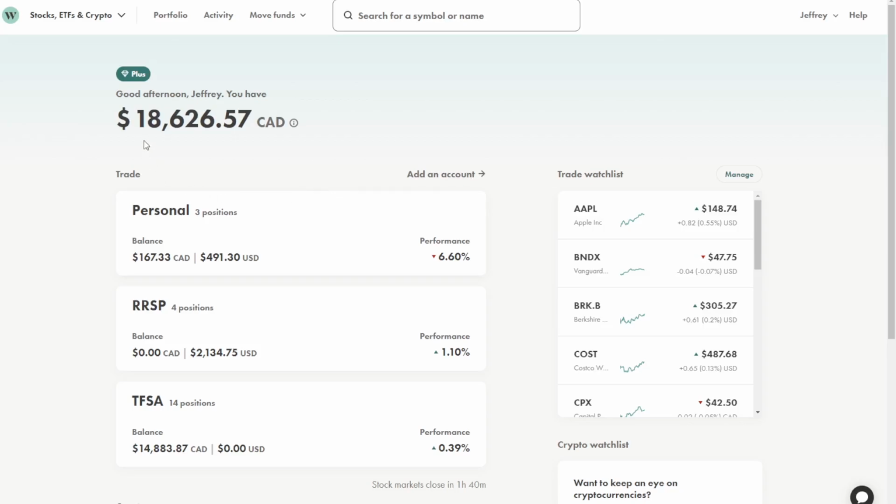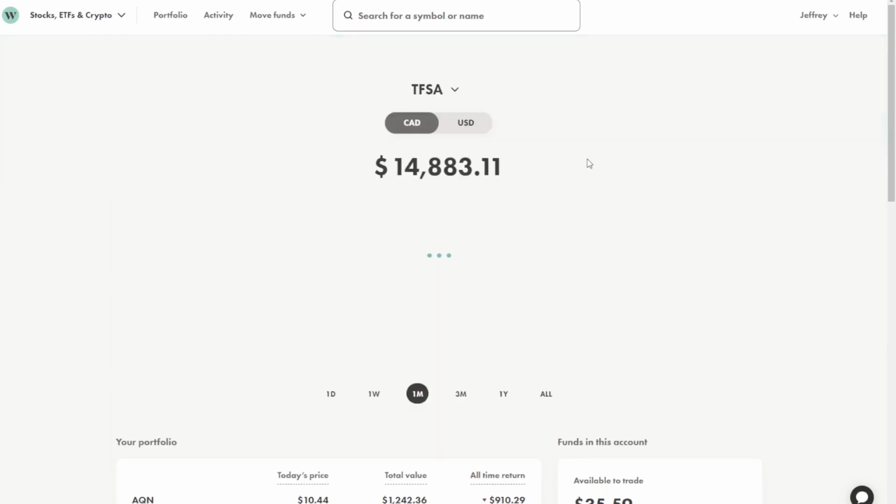Right now, the account sits at $18,626, with our biggest account, if you've been following, being the TFSA with just slightly under $15,000. And this has been fluctuating the last few days just because the markets have been a little bit rocky as of late.